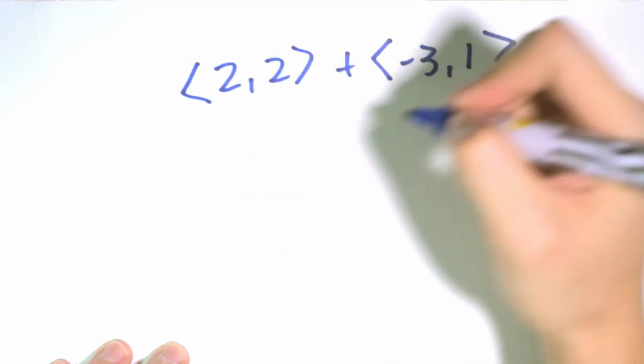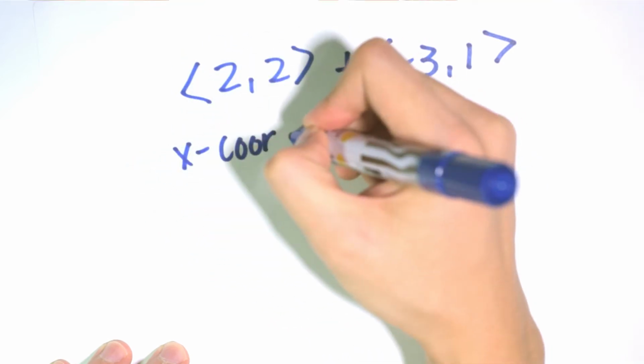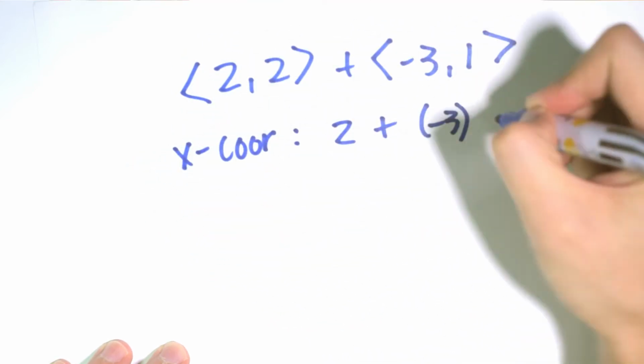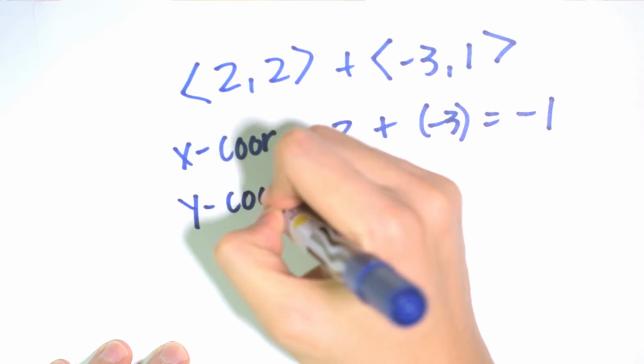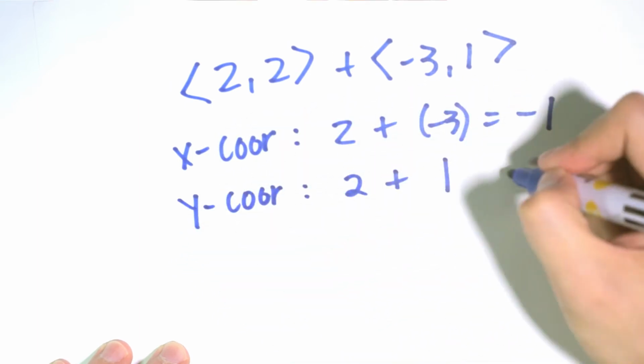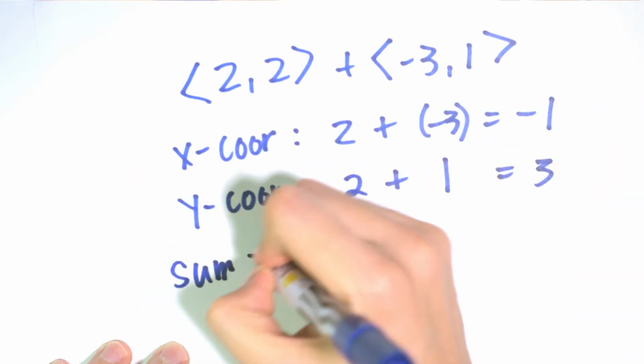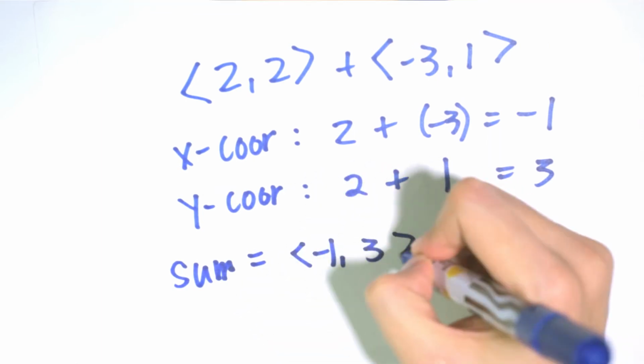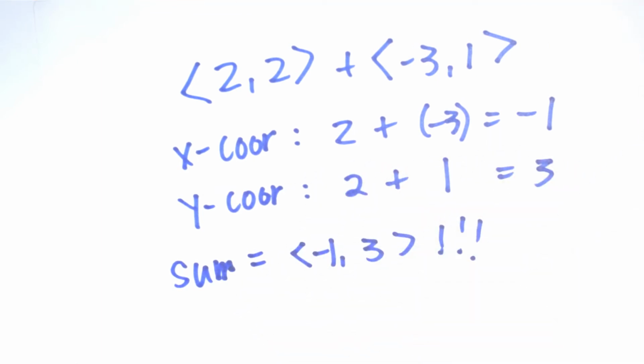So for example, if we have vectors (2, 2) and (-3, 1), and we want to add them up, the x-coordinate of our sum is just the sum of their x-coordinates. In this case, the x-coordinate of our sum is 2 plus -3, which is -1. The same goes for our y-coordinate. 2 plus 1 is just 3, so our y-coordinate is 3.